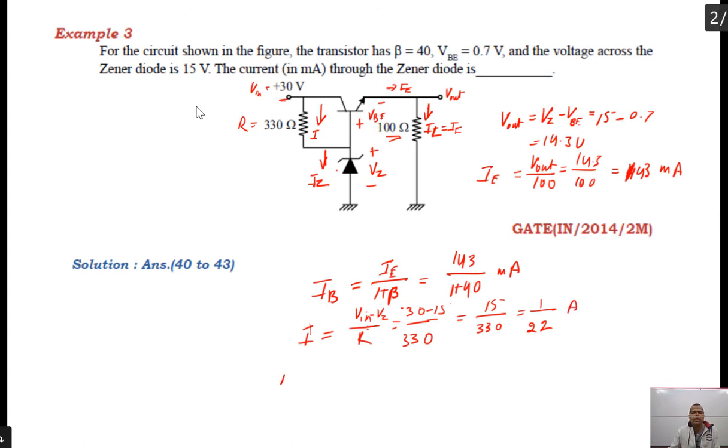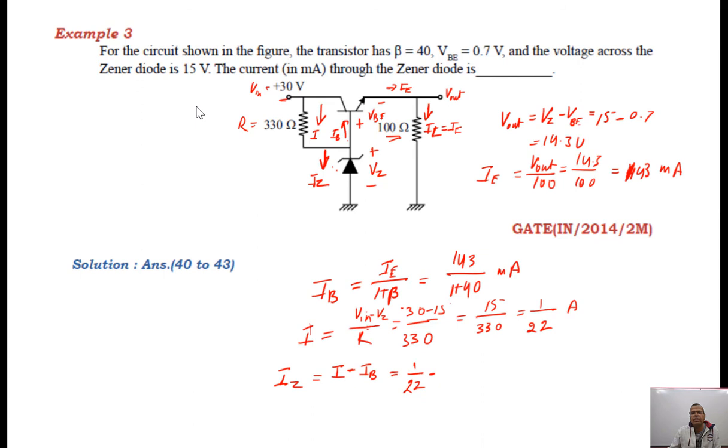So total current I will be flowing toward the Zener diode. Now base current will be definitely going in this direction, that is IB. Current IZ will be going in downward direction. So this current IZ is outgoing, IB is outgoing, I is incoming. So I minus base current will be equal to the current through Zener diode, and that is how much? This will be equal to 1 by 22 minus base current.